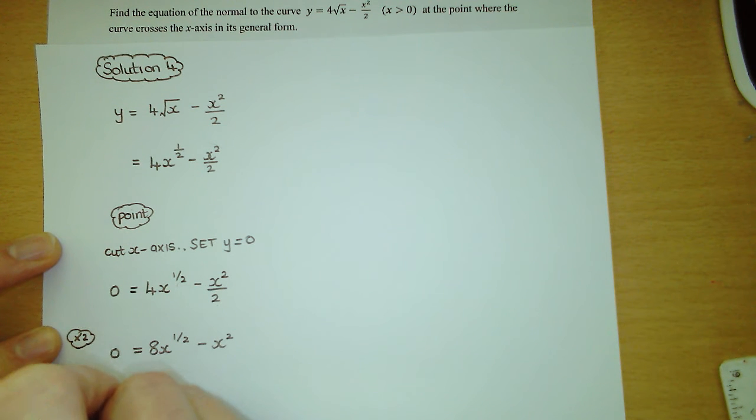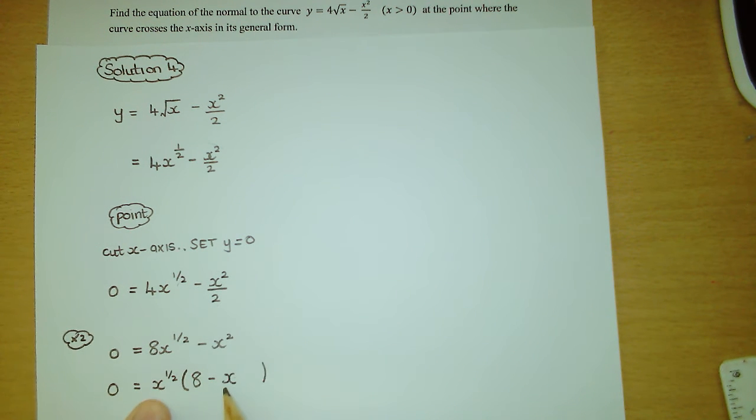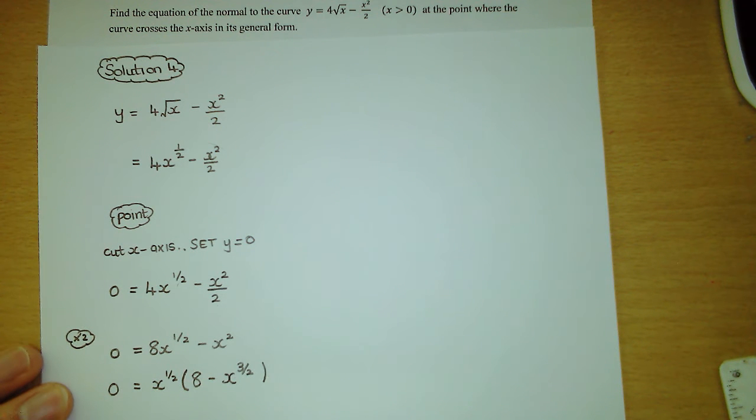So we're going to get 0 equals x to the power of a half, and then open brackets, we're going to have 8, and then we're going to have our minus. And then you've got to ask yourself, what do you multiply x to the power of a half by to get x to the power of 2? Well, it has to be x to the power of something. So when you multiply 2 indices with the same base, you add their powers. So a half plus what gives you 2? It has to be 3 over 2. Okay, so it's a bit tricky with those fractional powers.